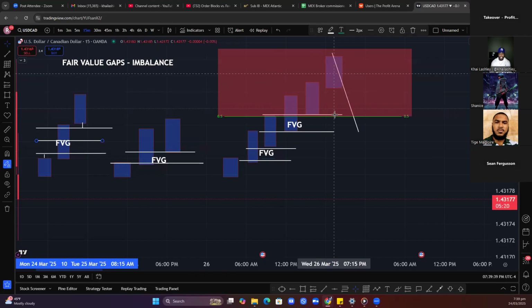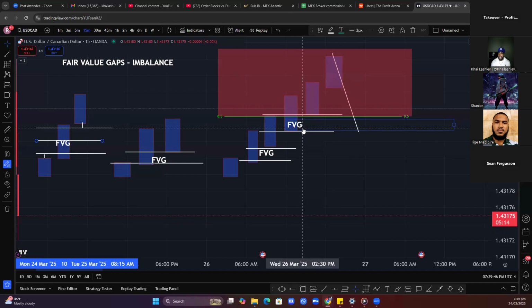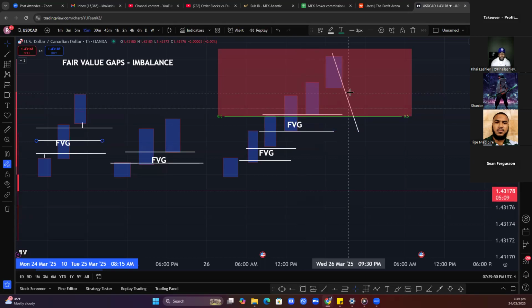So you're just buying in discount. You just wait for the discount prices. The imbalance that has your attention is within the discount price if you're buying, and within the premium price if you are selling. So you just wait for that to happen and then you get much clearer and easier entries.